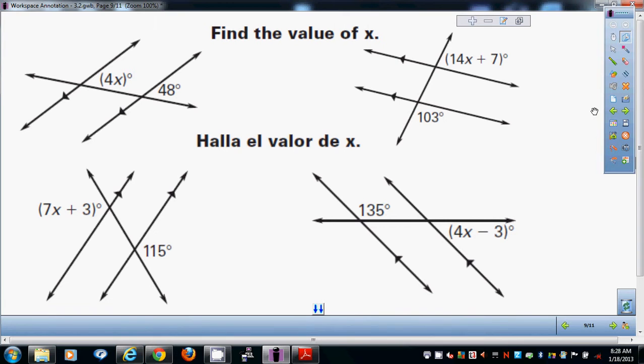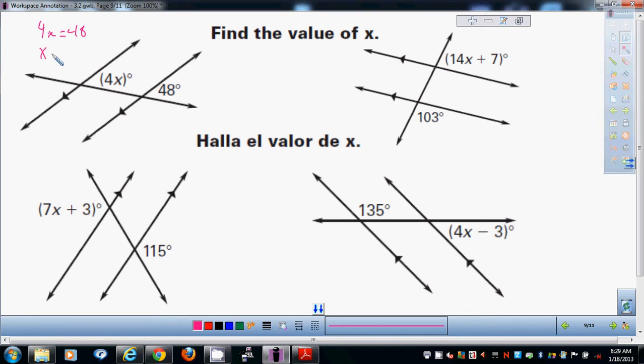So what's x going to be? Anybody can answer that. Malik, what's x going to be here? 4x equals 48. What will x be? There you go. All right. Jasmine, you think you want to tackle one?